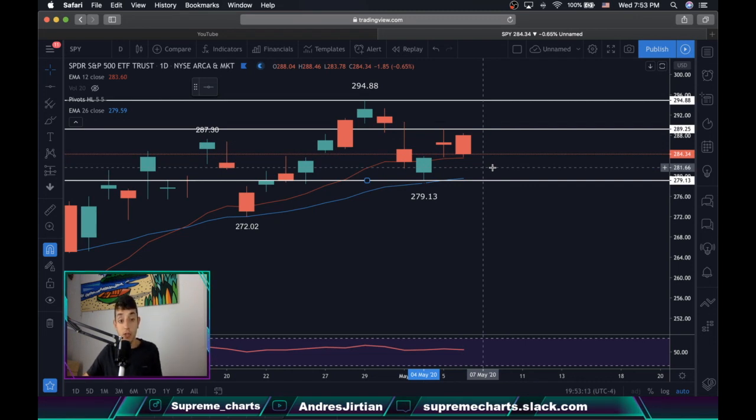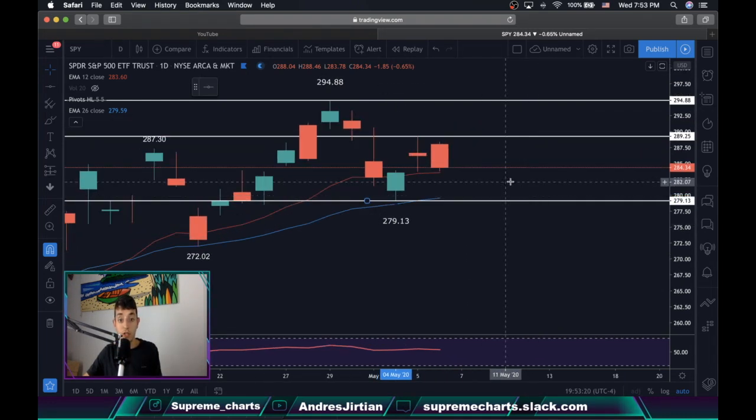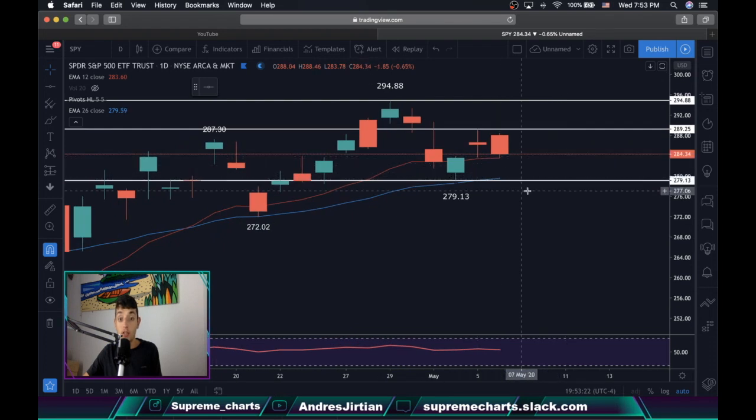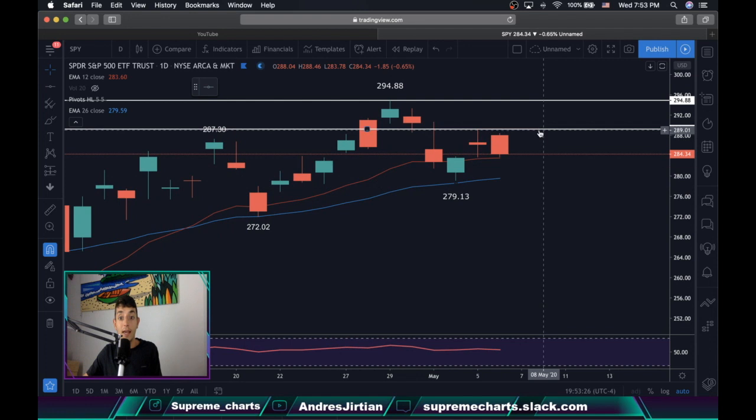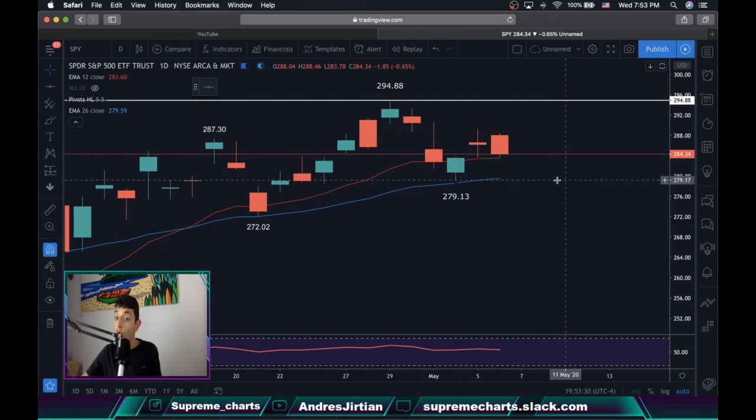So I know that was a lot, but I thought that would bring you guys some value, especially to those who are a little bit lost in this choppy market. So hopefully that made sense to you all, and we'll be watching tomorrow for that 279.13 to hold.